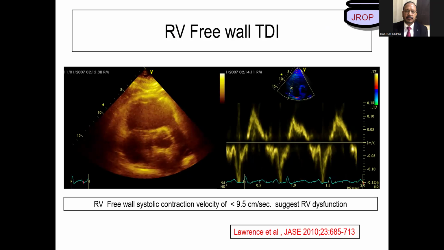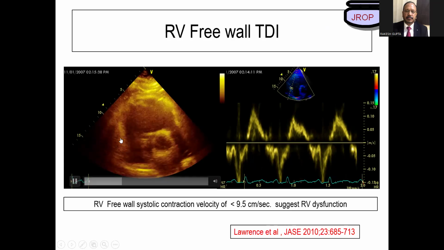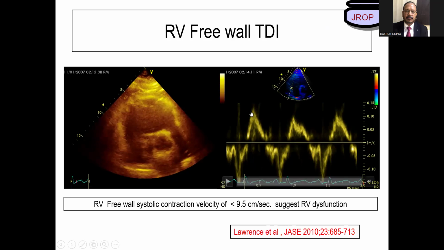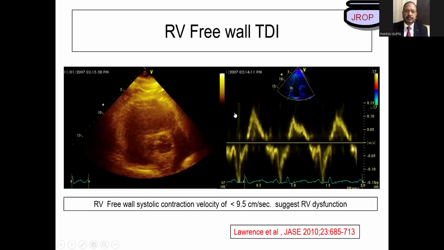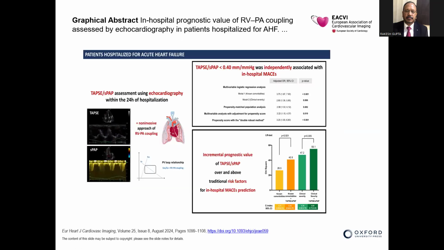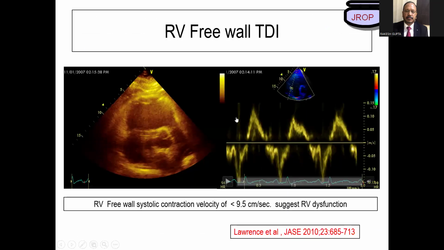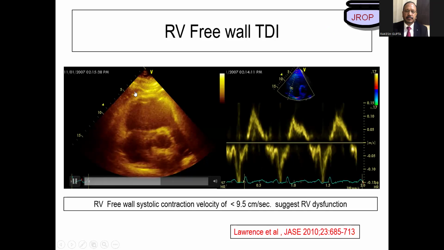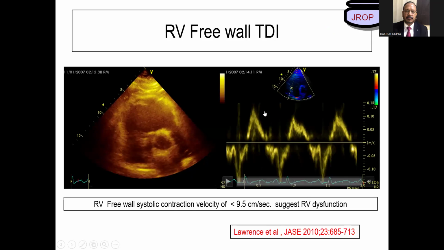Another way of looking at RV systolic function is by putting a Doppler or tissue Doppler imaging at the tricuspid annulus and measuring this S wave. And this S wave has to be more than 9.5 centimeters per second to consider this as normal. If you assess RV systolic function by TAPSE or by RV free wall TDI, the answer is that TAPSE is more consistent than RV free wall TDI.